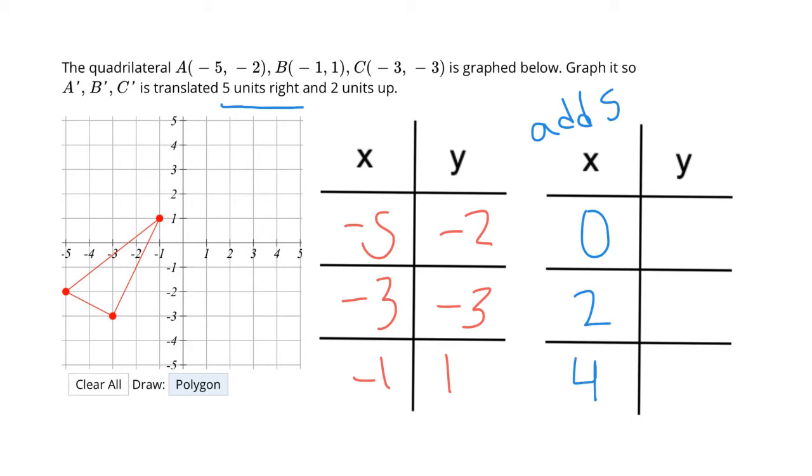It also asks us to translate 2 units up, which means we need to look at our y values this time. So I'm going to add 2 to each of those. -2 plus 2 is 0, -3 plus 2 is -1, and 1 plus 2 is 3.